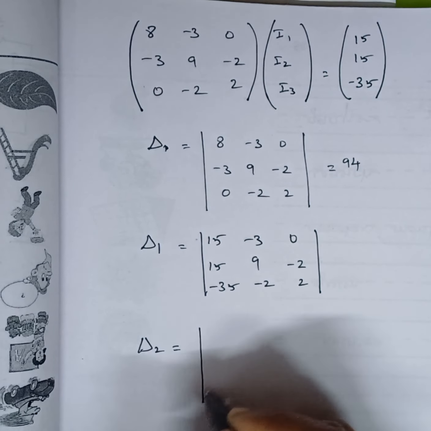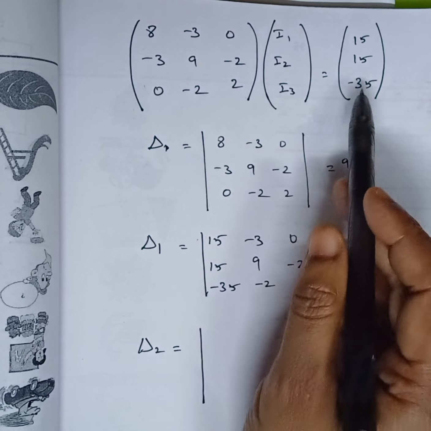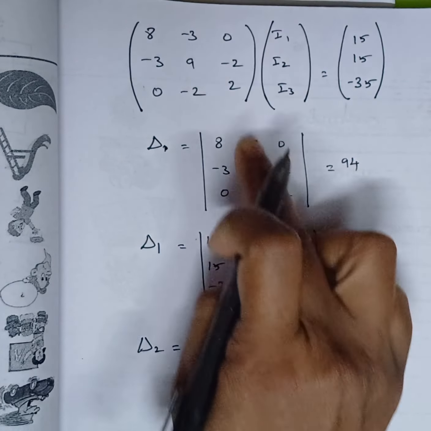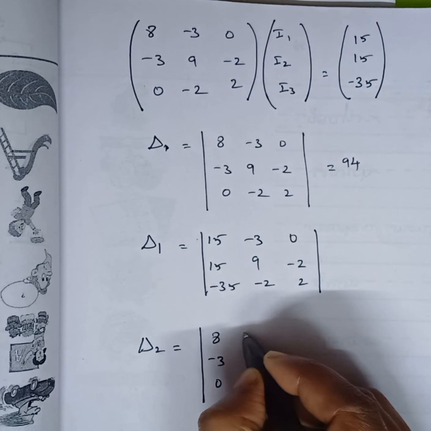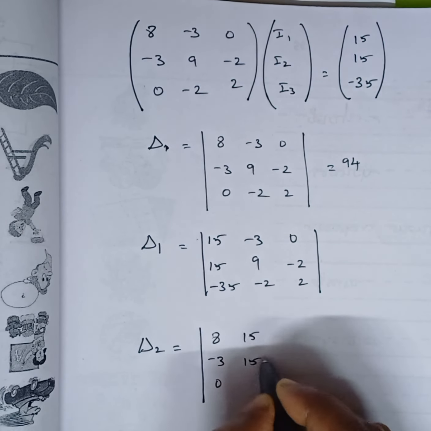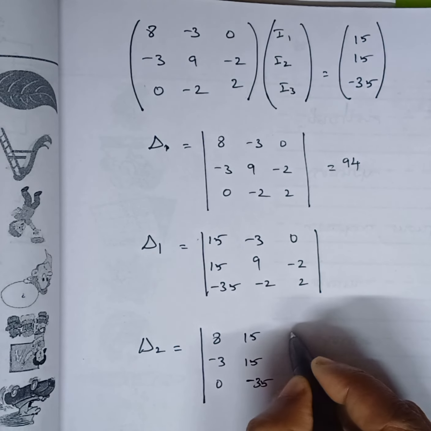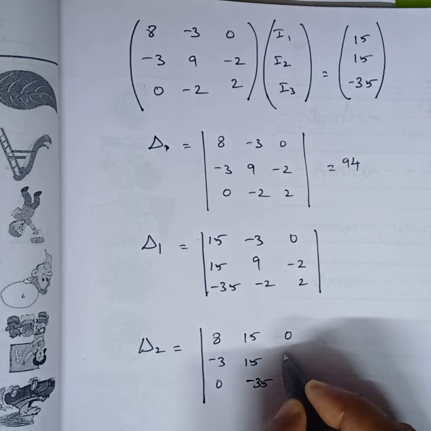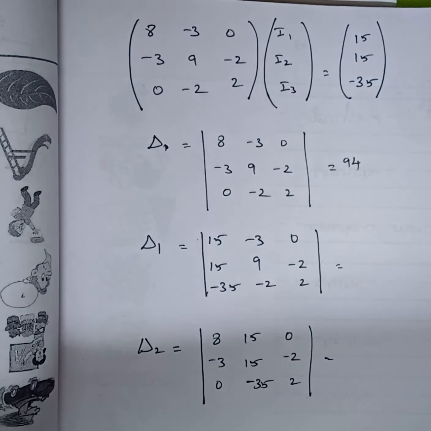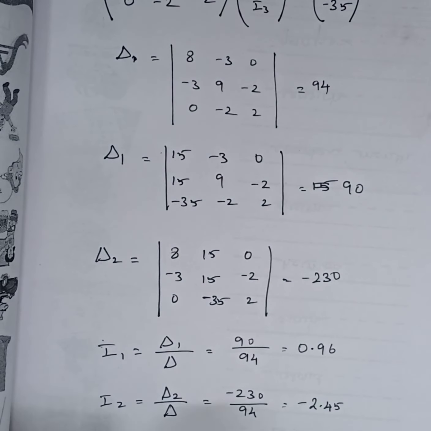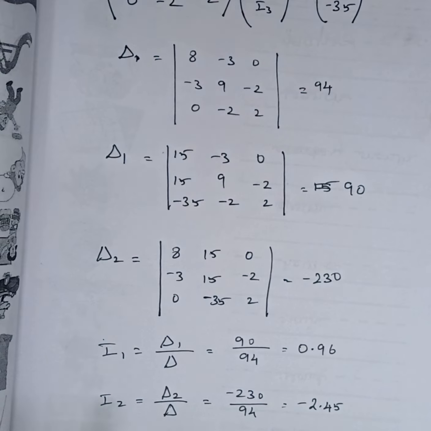Okay, del 2. What is del 2? Again, replacing the second column of delta with the voltage column. So in the second column do this: 8, minus 3, 0, and then 15, 15, minus 35, then 0, minus 2, 2. We'll find the answer for this. Solving this, del 1 is 90 and del 2 is minus 230.